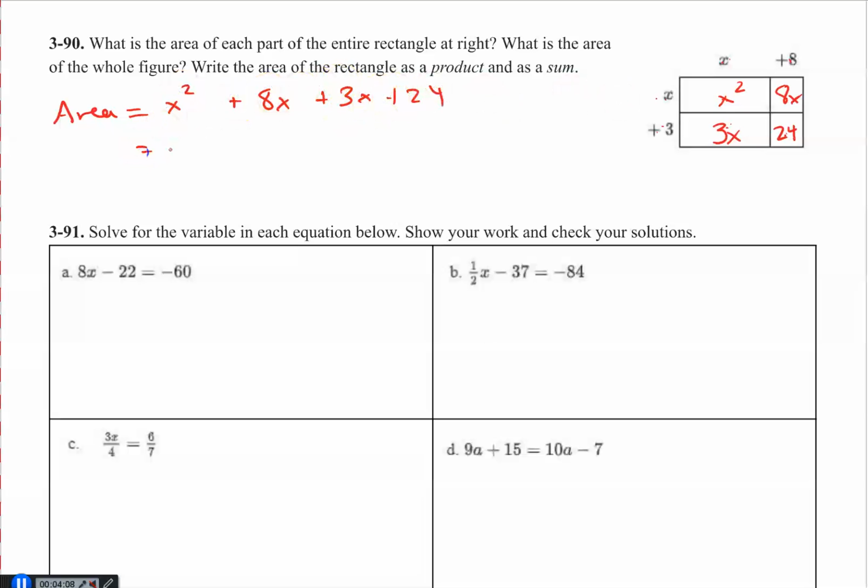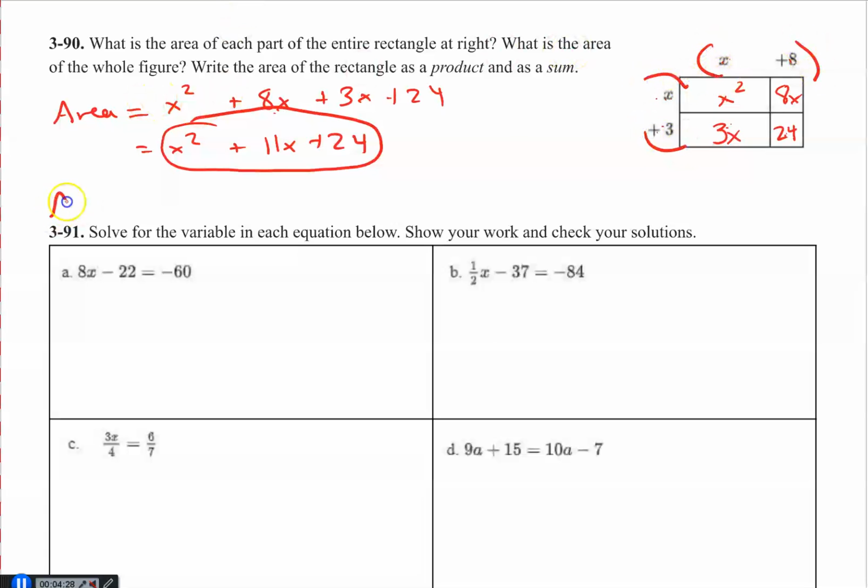However, we can combine like terms. 8x plus 3x is 11x. And x squared, there's no other x squared term, so we'll leave that squared. Okay, then it says what's the area of the whole figure? So area is also equal to x plus 8 times x plus 3, because this is the length. The length is x plus 8. This is the width, x plus 3, and length times width, that expression.